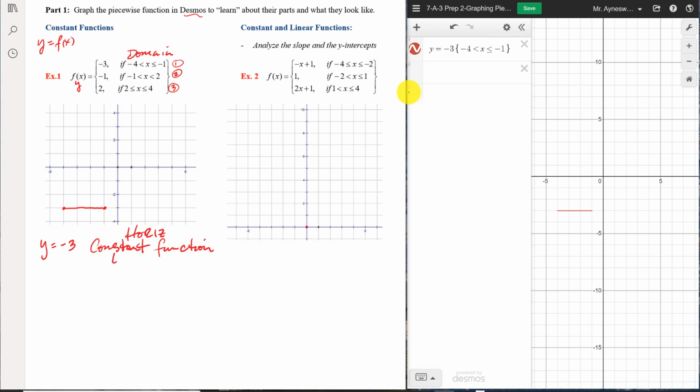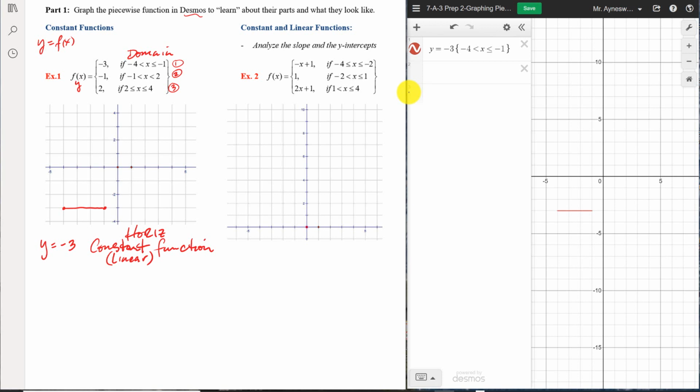Constant linear function. Okay, it's a line. All lines are linear. Okay, so whenever you see a horizontal line, which you're going to see here in a little bit when I get into the later part of the activity here, you know it's a constant function. Notice that there's no x involved.